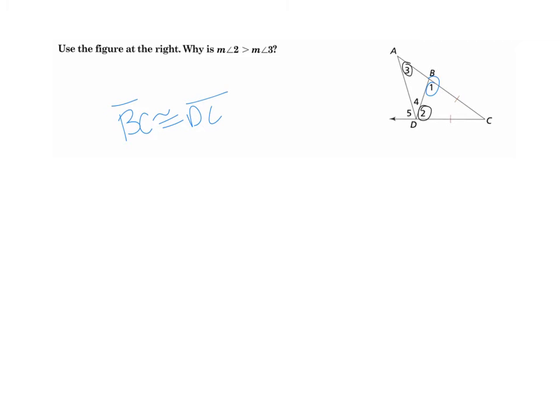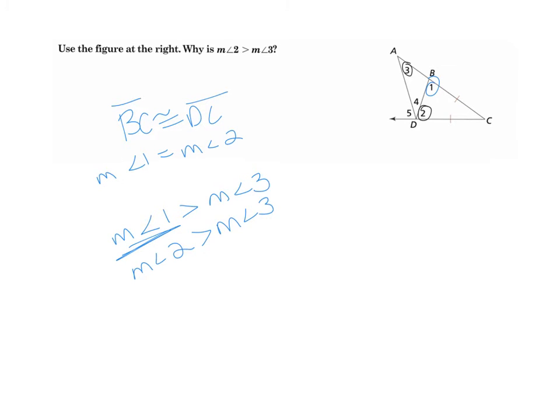So if BC is congruent to DC, that means the measure of angle 1 is equal to the measure of angle 2. And if we know that the measure of angle 1 is greater than the measure of angle 3, then we can substitute the measure of angle 2 in there and say that the measure of angle 2 is greater than the measure of angle 3. So by recognizing that this triangle was isosceles, we're able to use this process right here.